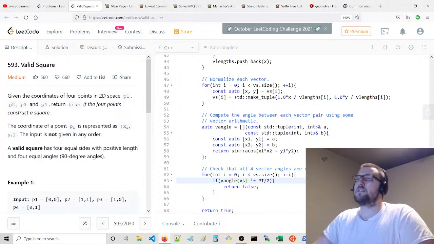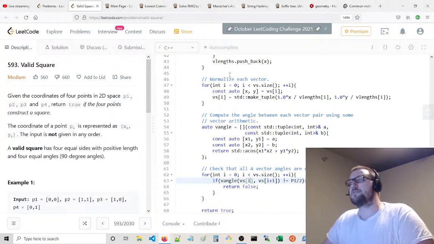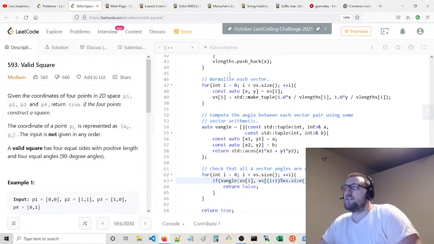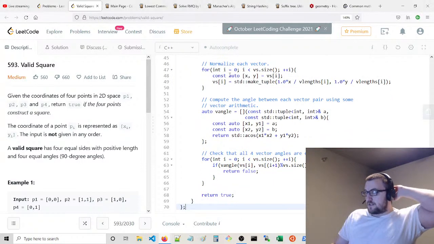And we're going to say v angle of vs of i, vs of i plus 1, and this is going to be starting from 0 and going all the way to 4. This is actually going to be v of i plus 1 modulo vs dot size, so it loops back around. Alrighty, what does this look like?